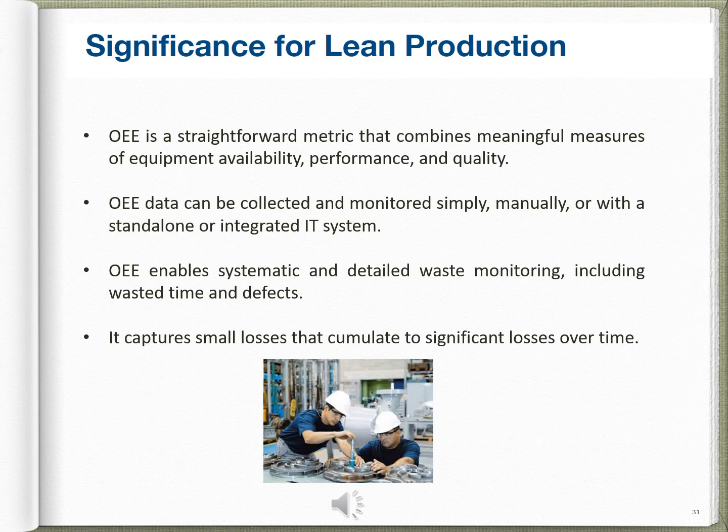In summary, the OEE metric is significant for lean production. OEE is a straightforward metric that combines meaningful measures of equipment availability, performance, and quality. OEE data can be collected and monitored simply, manually, or with a standalone or integrated IT system. OEE enables systematic and detailed waste monitoring, including wasted time and defects. It captures small losses that accumulate to significant losses over time.